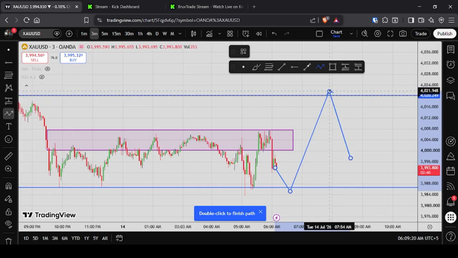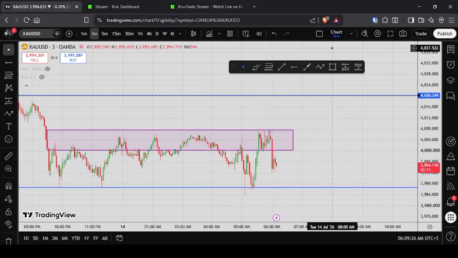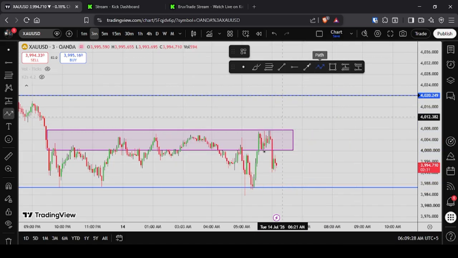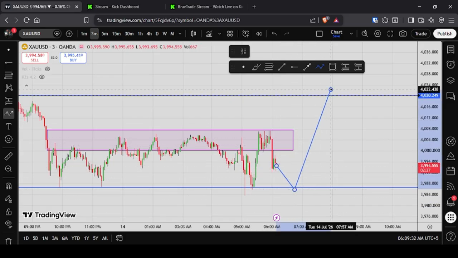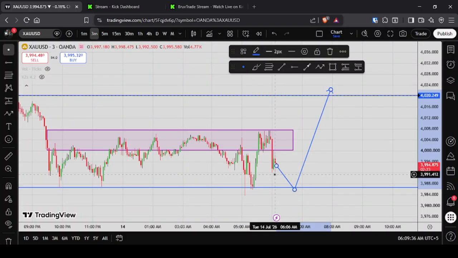Shit. Oh, fuck, bro. ये क्या है? What is this? That's the only reason why I hate this. Why does my arrow not start?